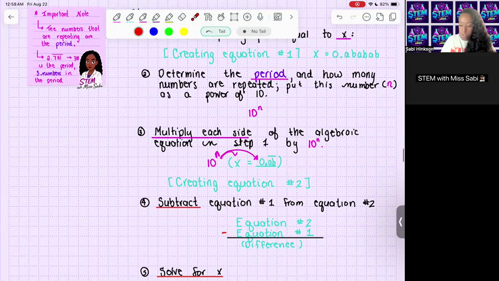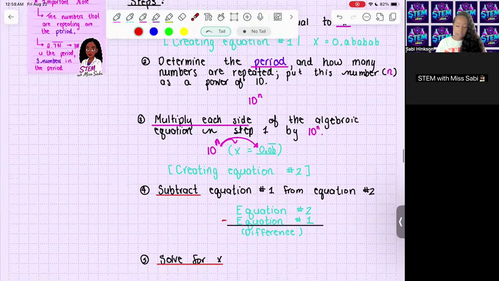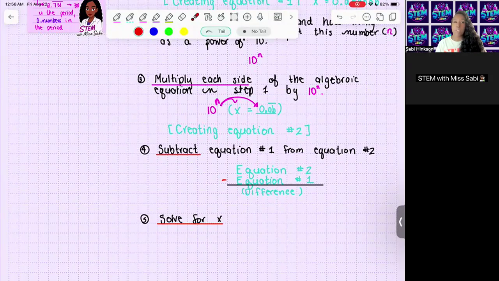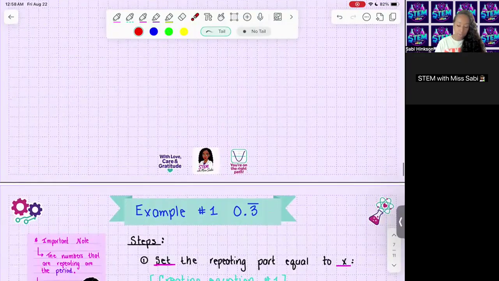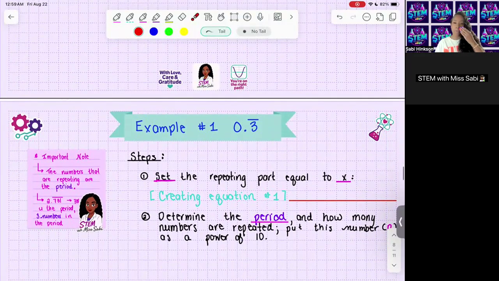Then you're going to subtract equation 1 from equation 2, finding the difference. Because when you do this step, you're trying to trap that repeating decimal and get rid of it. And then you solve for x. So those are the general steps. Now we're going to apply them to the examples we mentioned above.